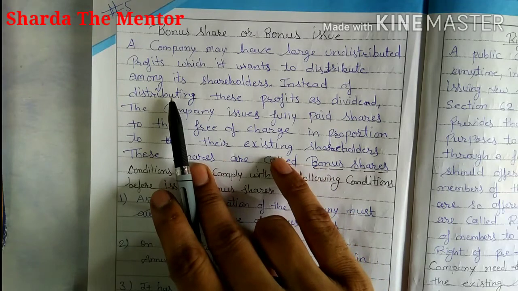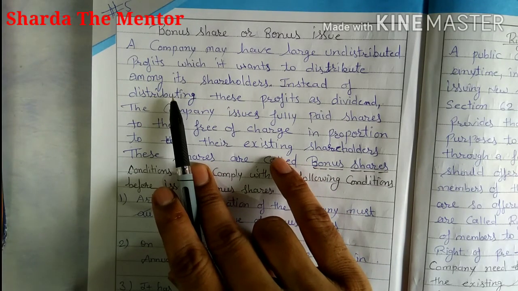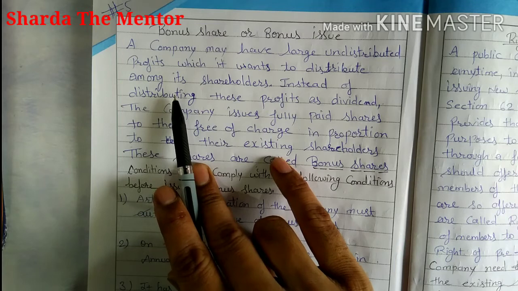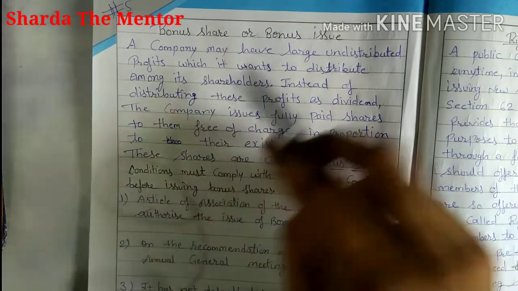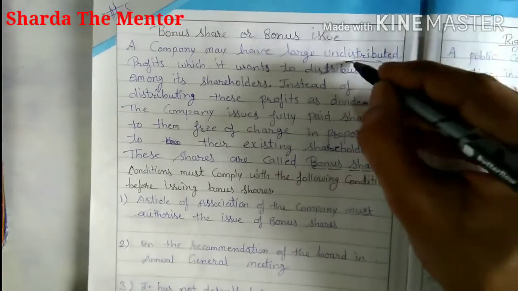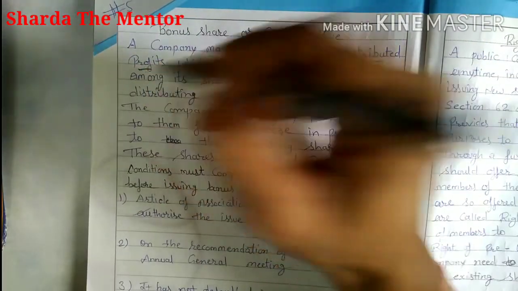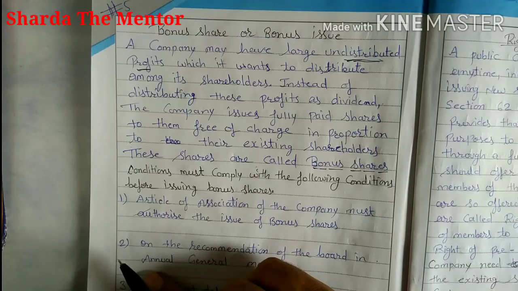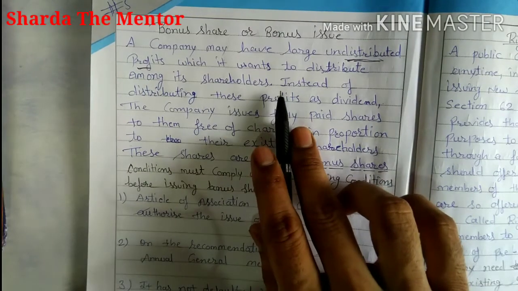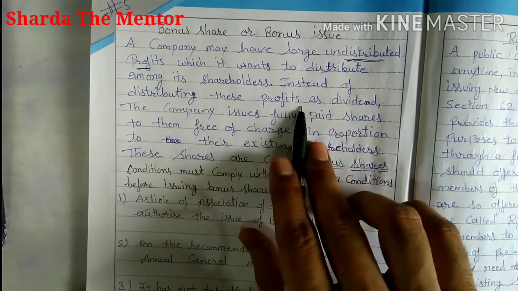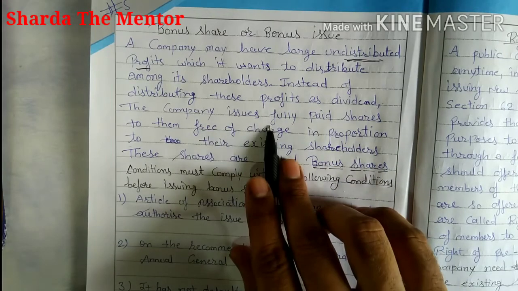As in accounts you have studied, a company has profit, and sometimes the company keeps a part of the profit for future purposes. If the company keeps a part of profit, that is considered a general reserve in accounts. Sometimes the company uses that undistributed profit so that they can distribute some part of it to the shareholders. Instead of distributing this profit as a dividend, the company issues fully paid shares.